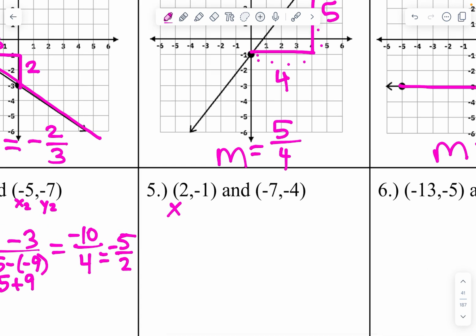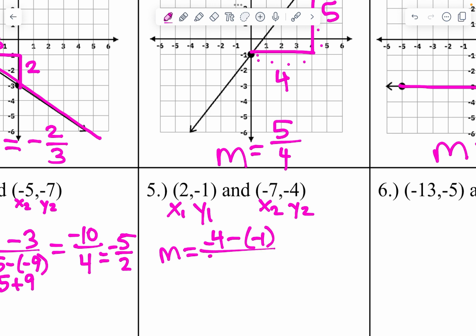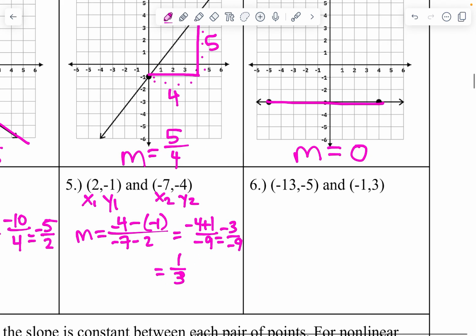All right, same idea, new problem. x1, y1, x2, y2. So find the difference in those y values. Negative 4 minus the negative 1 divided by the difference in the x values. So negative 7 minus 2. So negative 4 plus 1 over negative 9 would be negative 3 over negative 9. The negatives divide out, and 3/9 reduces to 1/3. So positive 1/3 for our slope there.